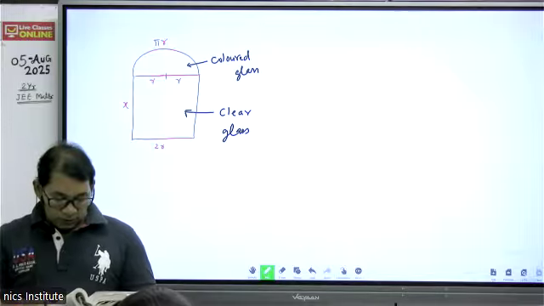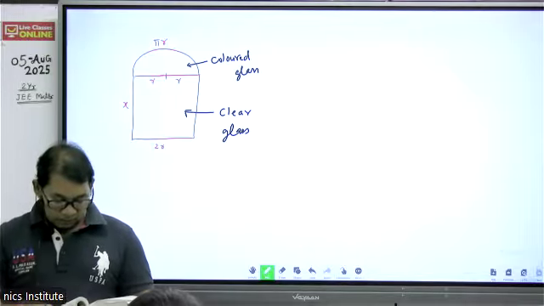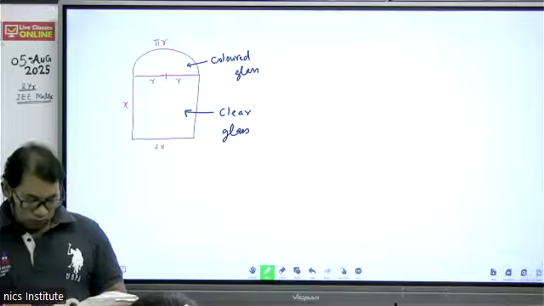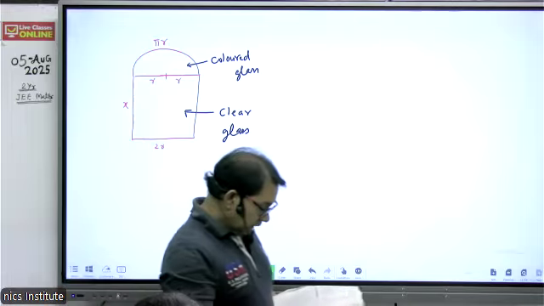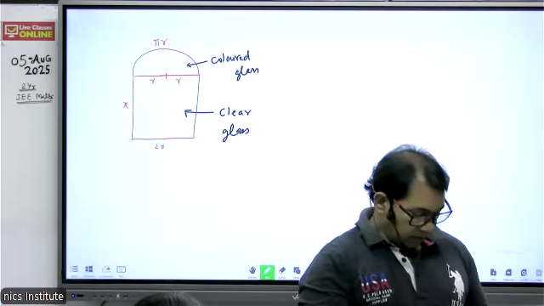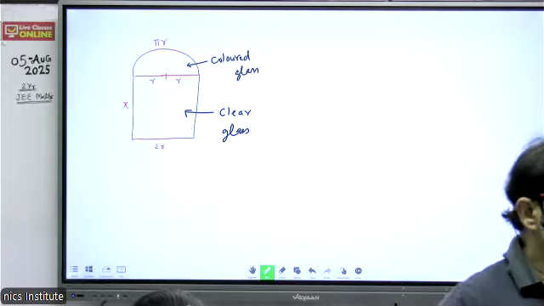What is the ratio for the sides of the rectangle so that window transmits the maximum light?